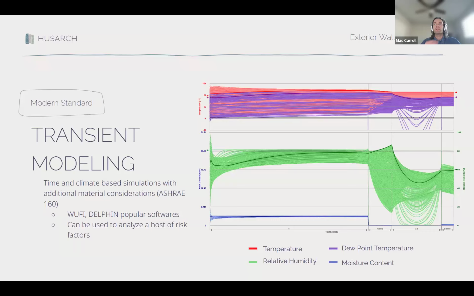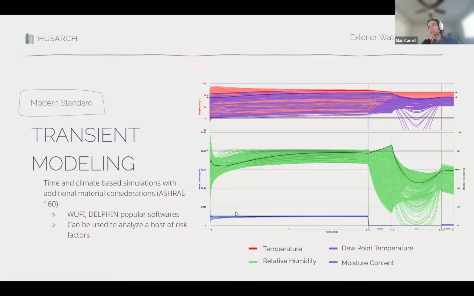Essentially, rather than looking at that handful of points in time, the standard period of analysis for WUFI is a 5-year period. It's looking at every hour within that 5-year period, and it's running the data for that 5-year period for a whole bunch of different things that are happening within the wall section.